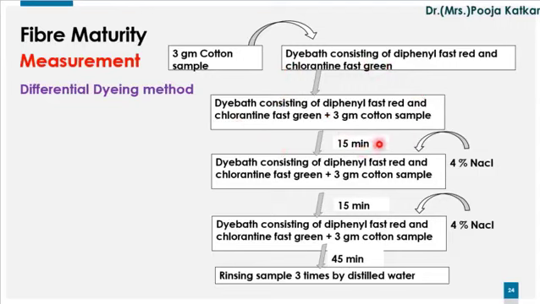Initially, you have to put the sample of 3 gram inside the dye bath. After 50 minutes, you can add 4% of NaCl in the solution. Again, after 15 minutes, you can add 4% of NaCl in the bath. Keep the sample inside the dye bath for 45 minutes. Then after, it has to be rinsed 3 times in distilled water.